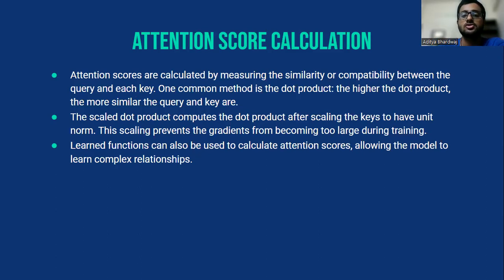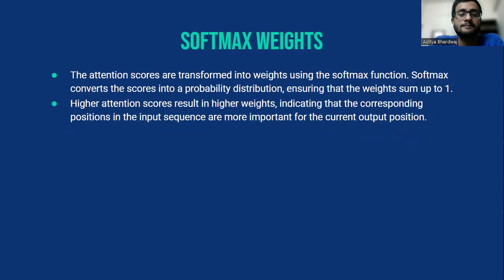Now coming to attention score calculation. Attention scores are calculated by measuring the similarity or compatibility between the query and each key. One common method is the dot product. The higher the dot product, the more similar the query and keys are. The scaled dot product computes the dot product after scaling the keys to have unit norm. This scaling prevents the gradients from becoming too large during training. Learned functions can also be used to calculate attention scores, allowing the model to learn complex relationships.